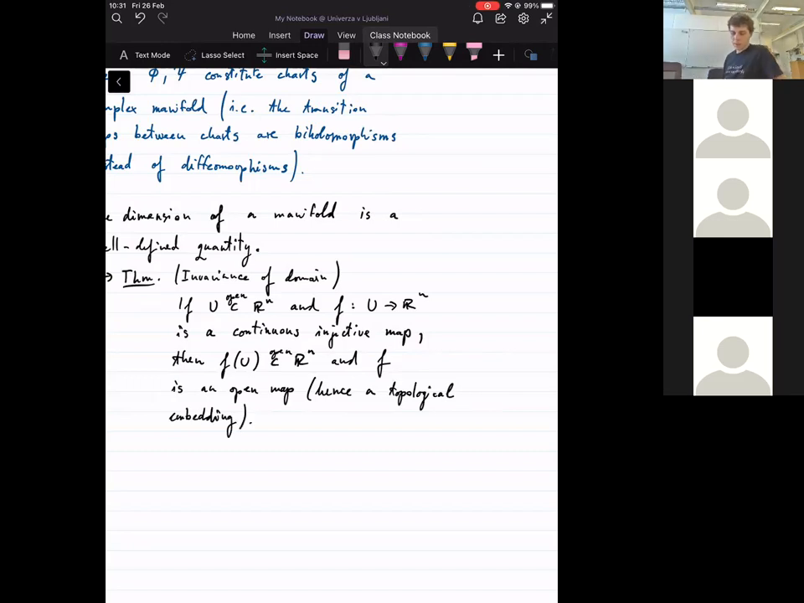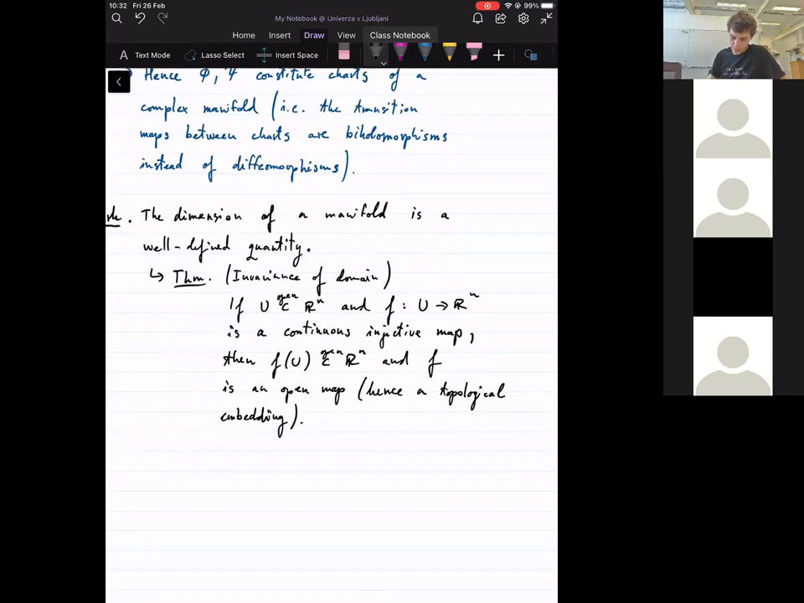Because of this, it's a topological embedding, which would mean that it's a homeomorphism onto its image. Okay? So, of course, if you have an injective map, you may form its inverse, right? But this inverse is only defined on the image f(U). So now this theorem states that this inverse is continuous as well if the map f is continuous.